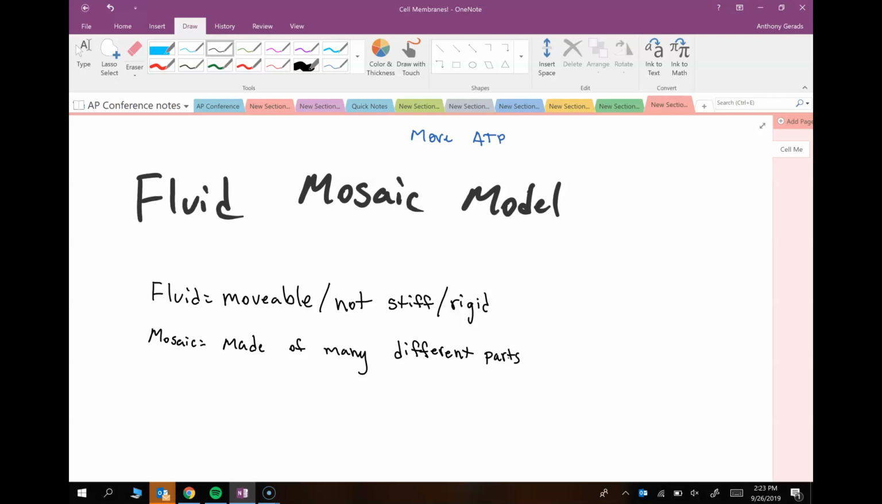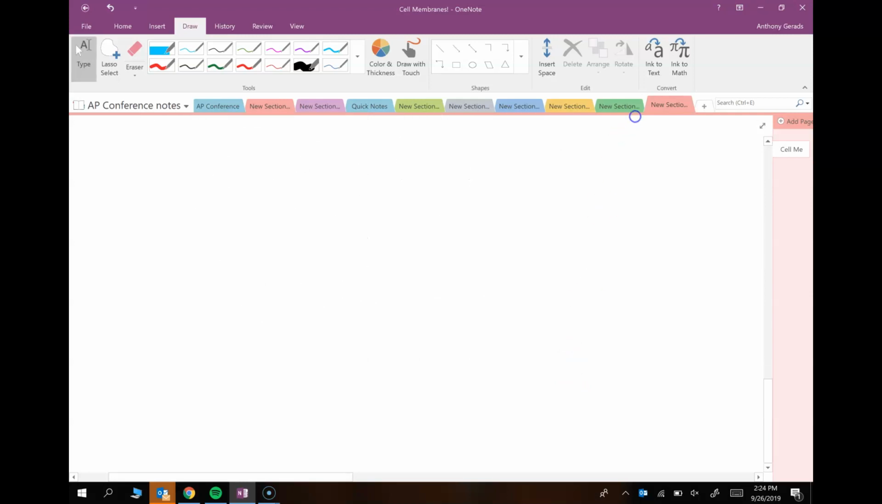So fluid mosaic model means I've got this cell membrane that can move around kind of like the surface of water. And it's made of all these different things. And so now we're going to draw these different things. Ready? Time to see your arts and crafts. Actually, I'm going to draw a phospholipid first. Oh, we already drew phospholipid last unit, when we drew lipids. Okay.